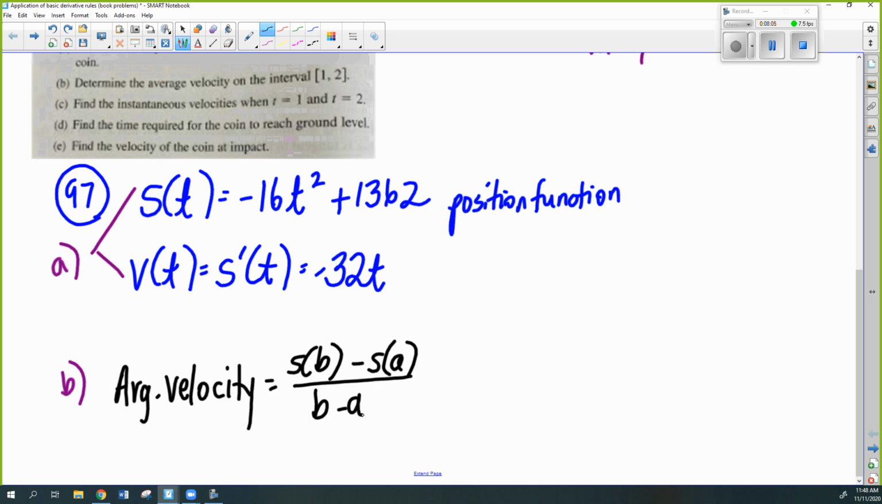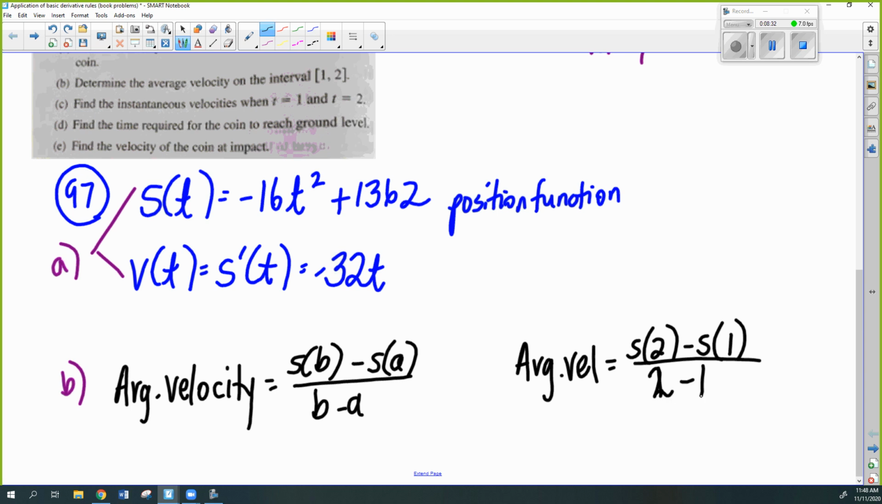Think about the mean value theorem. The average rate is equal to the instantaneous rate, so the average is that difference quotient. So this specific problem says determine the average velocity on the interval from 1 to 2. So for this question, average velocity is going to equal s of 2 minus s of 1 all over 2 minus 1.